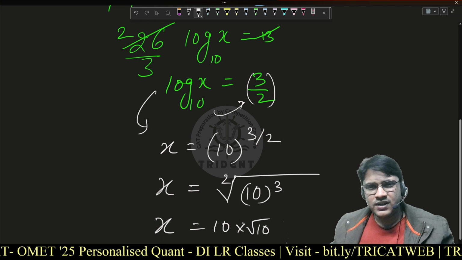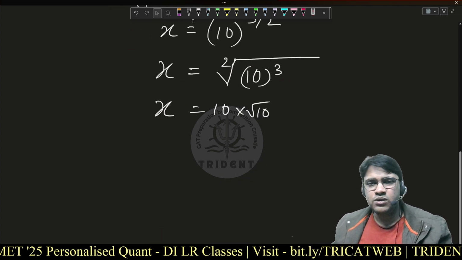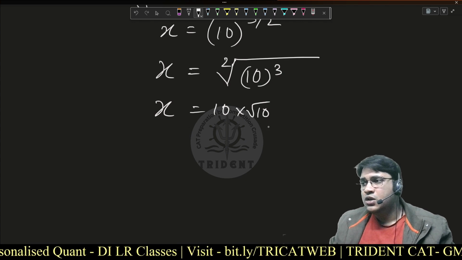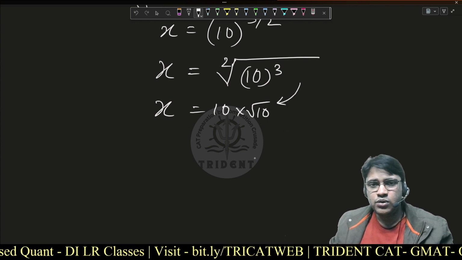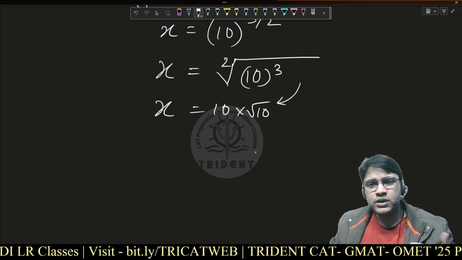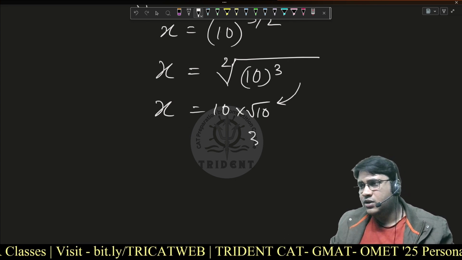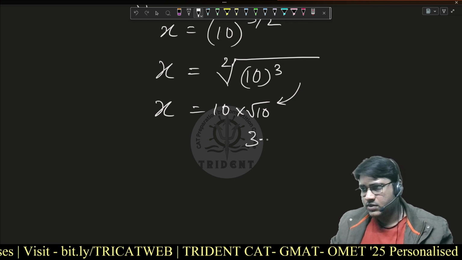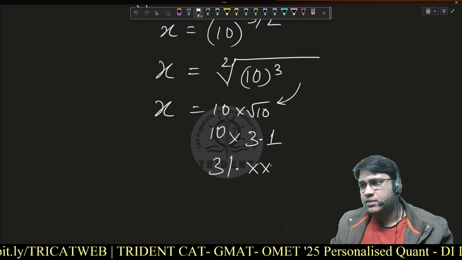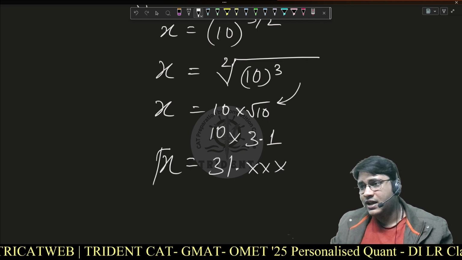Fairly simple. Now all you need to do is just plug in the value of square root of 10 and you will get the answer. For those of you who know the value of root over 10, you know it. If you don't know it, you can use the calculator. The value is 3.1 something something something. 3.1 multiplied by 10 gives you 31 point something something something. This is the value of x.